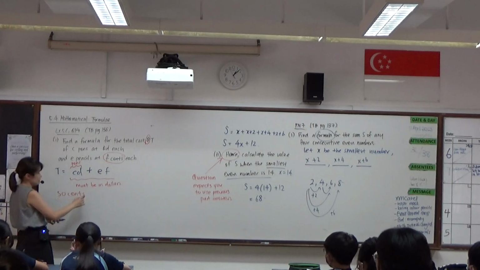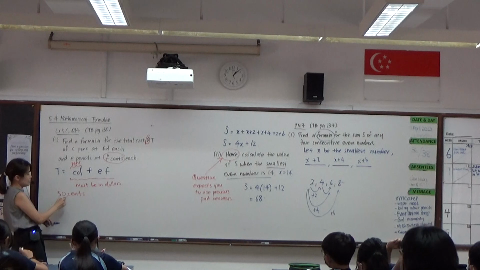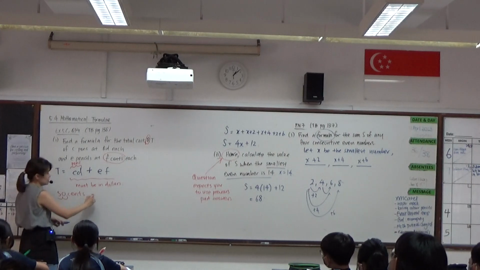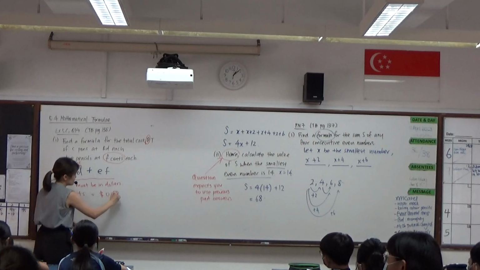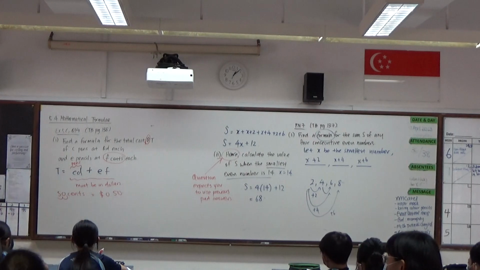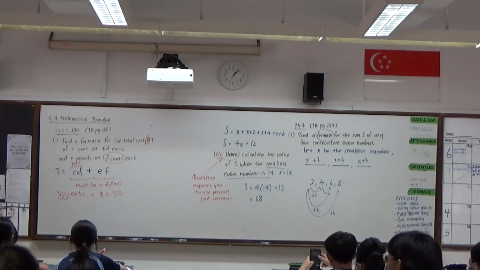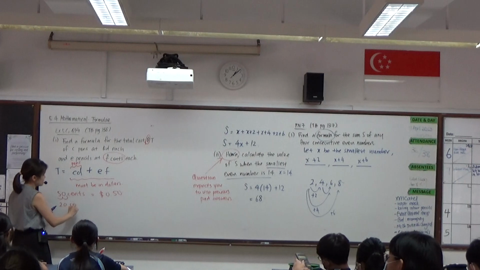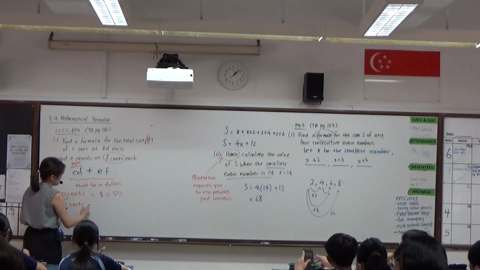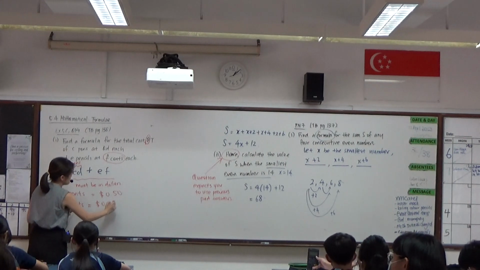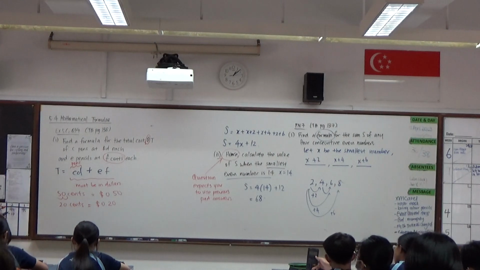50 cents, okay, this is a whole number, right? The decimal place should be here. I divide by 100, then I will get 0.50 dollars, right? Just like 20 cents is how many dollars? Oops, it is 0.20. So we are dividing by 100.